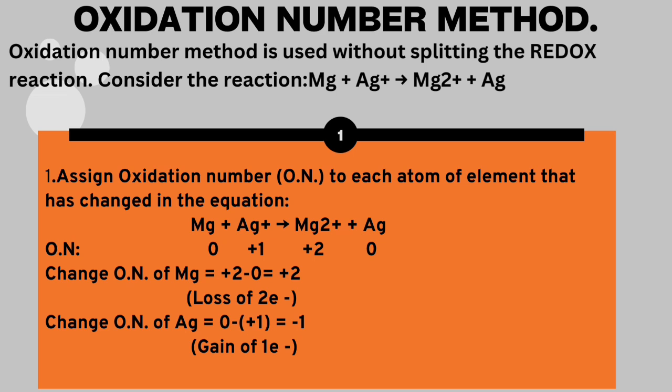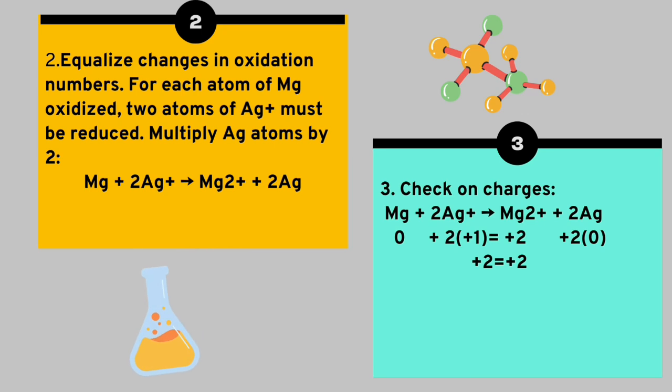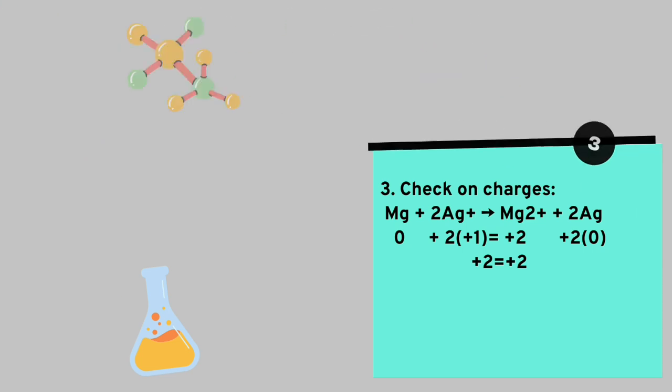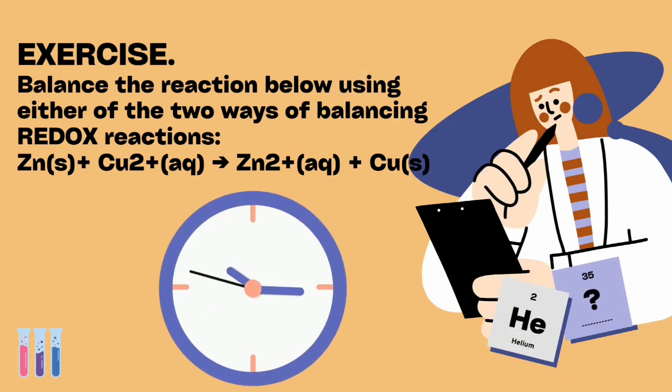So the charges here are not balanced. Then we get to step 2. In this aspect, we should equalize changes in oxidation numbers. For each atom of magnesium oxidized, 2 silver ions must be reduced. So we multiply silver by 2. And then to the final step, we check on the charges, both at the reactant side and product side.